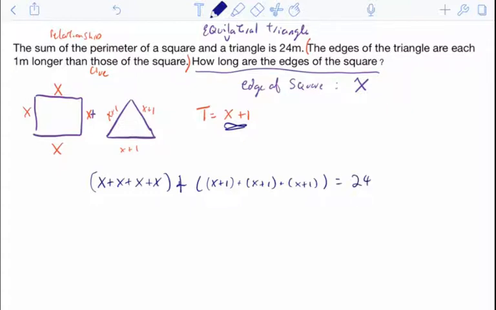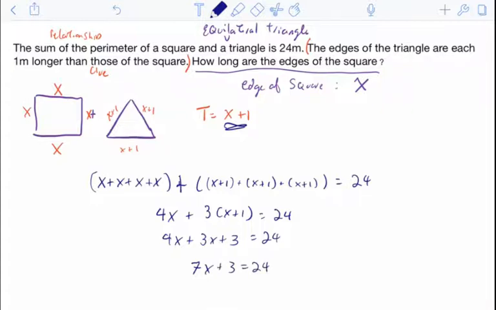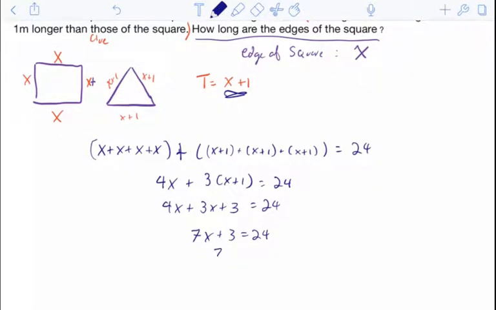So let me rewrite this as 4x and 3 times x plus 1, which should make total sense to you. So now I need to solve this for x. So I'm going to expand it out, and I'll simplify it. 7x plus 3 is equal to 24. And now I'm going to subtract 3 from both sides. 7x is equal to 21, and I'll divide by 7. So x should be 3.